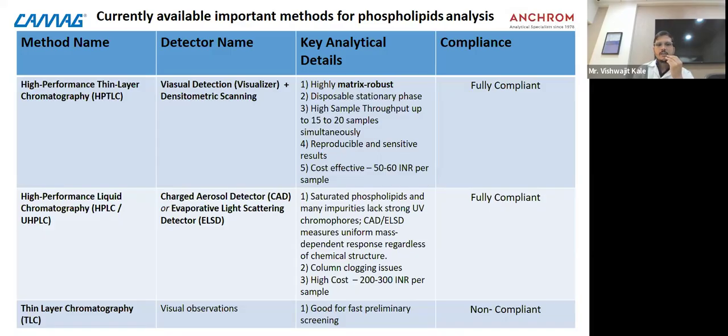Then HPLC or UPLC. But the problem with this technique is column clogging issues due to the polar and non-polar nature of different phospholipids, and its high cost. It costs nearly 200 to 300 rupees per sample, but it is fully compliant, and sensitivity is better in UPLC and HPLC.